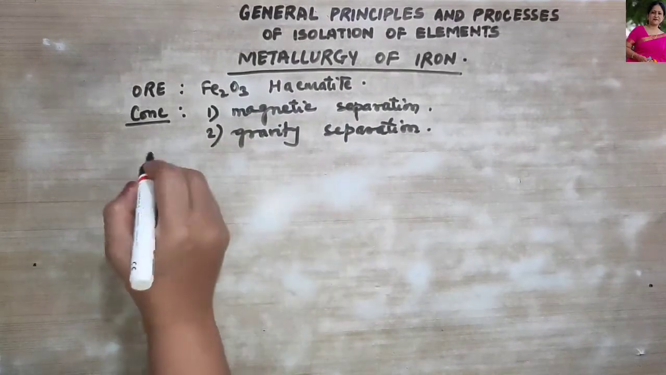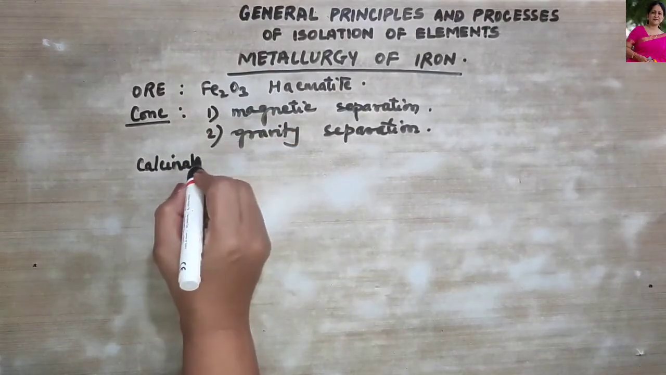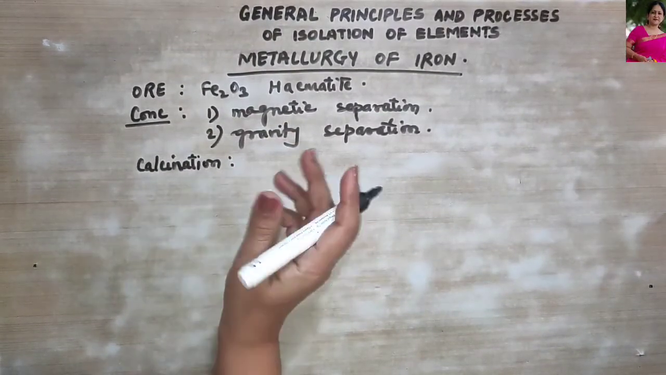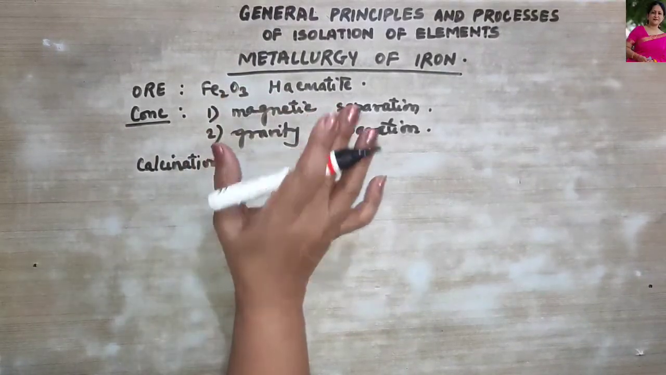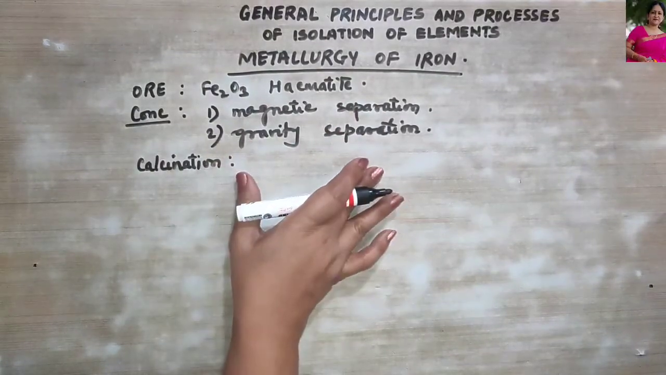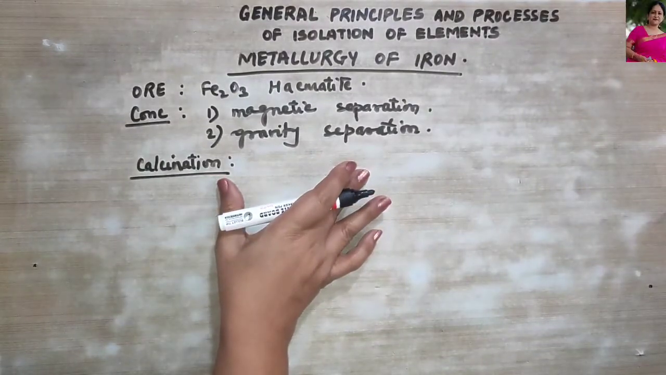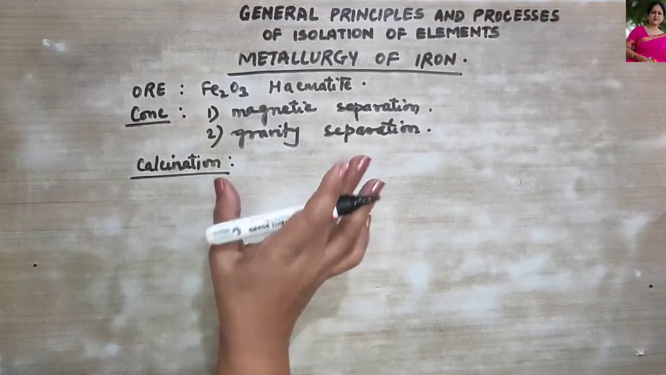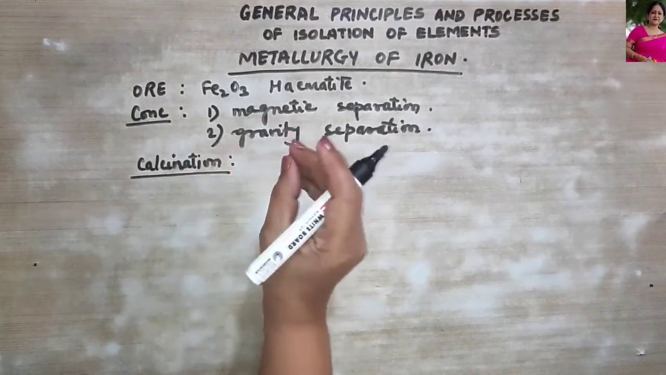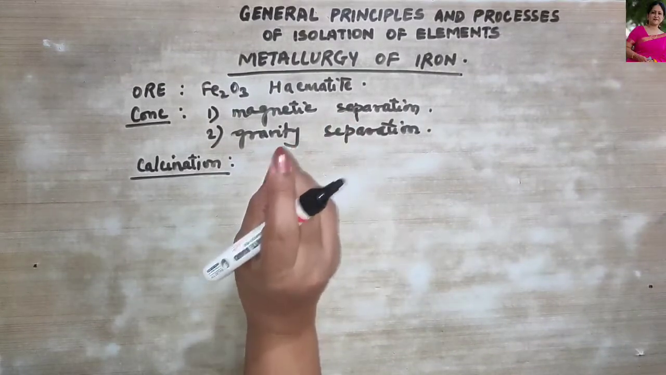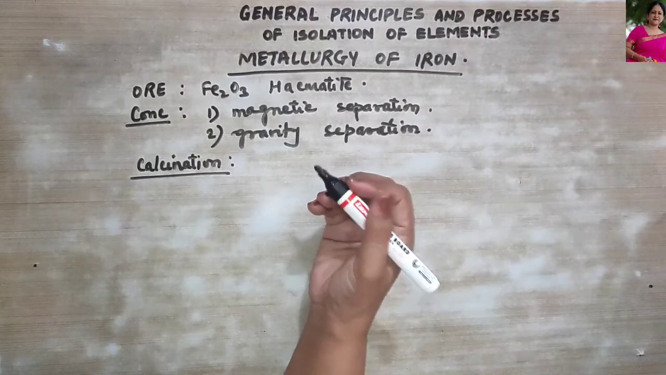Now next we talk about calcination. Calcination or roasting, because it is an oxide ore, so we need calcination. No excess of air or oxygen is required over here. So in a limited supply of oxygen, we obtain an ore which is free from moisture, and all the impurities like sulfur, phosphorus or arsenic can be removed by this method, right?